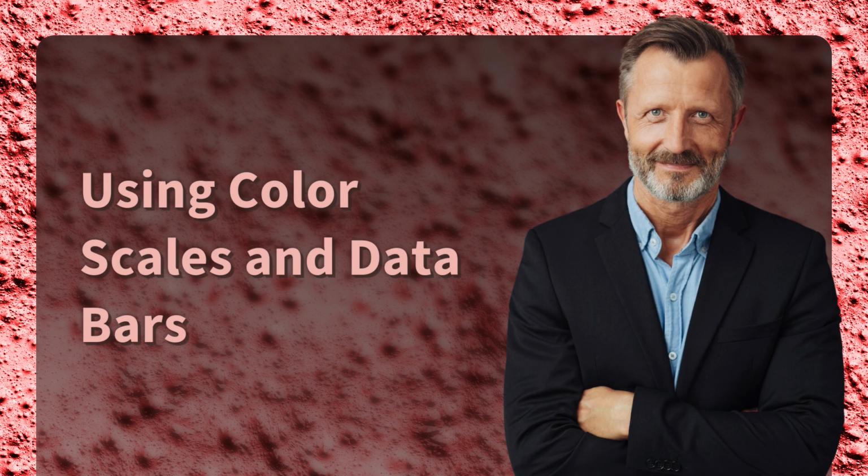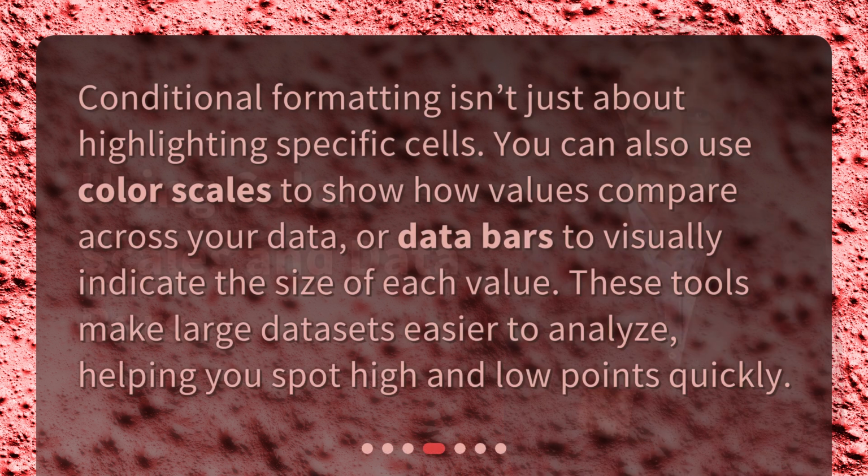Using color scales and data bars. Conditional formatting isn't just about highlighting specific cells. You can also use color scales to show how values compare across your data, or data bars to visually indicate the size of each value. These tools make large datasets easier to analyze, helping you spot high and low points quickly.